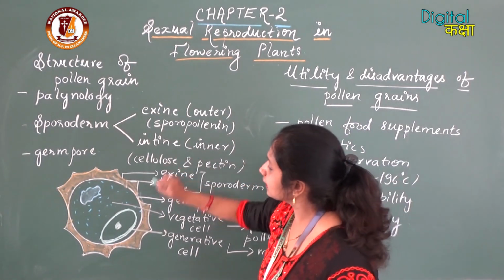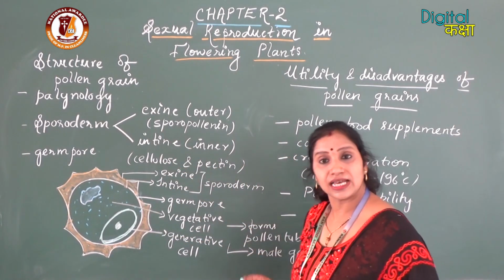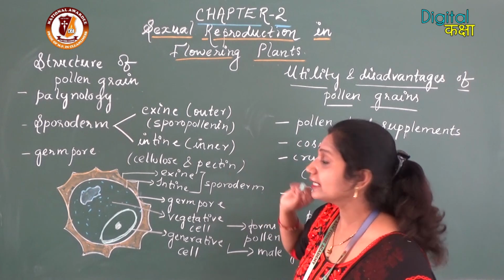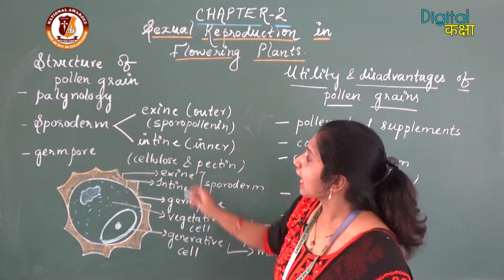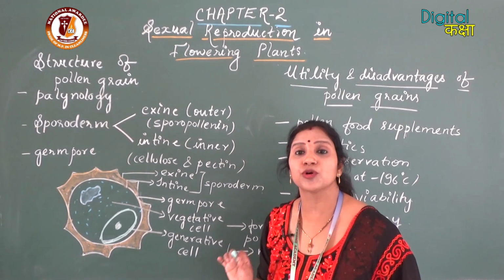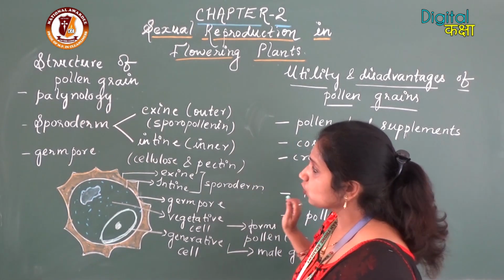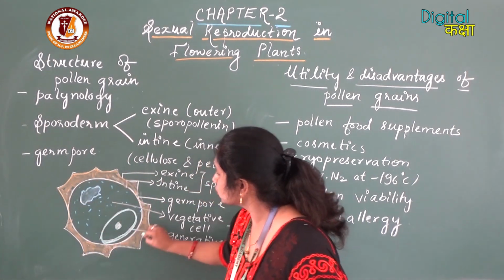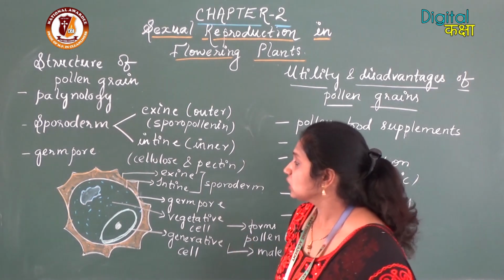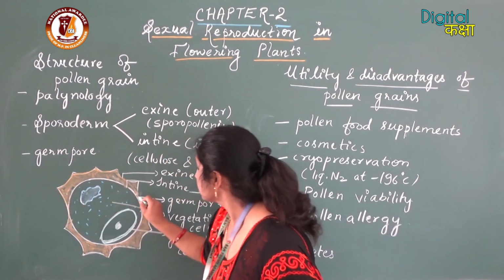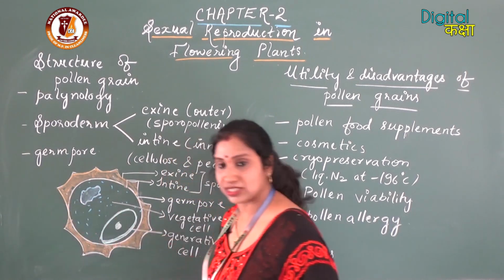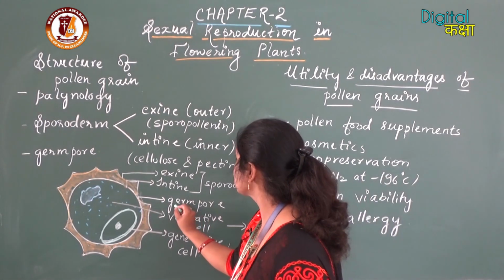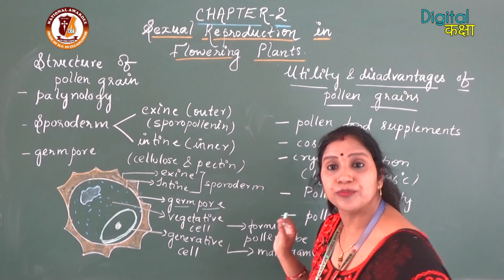Now moving to the inner layer, that is intine. Intine is a thin layer made up of cellulose and pectin, and exine is made up of sporopollenin. Now this sporopollenin or exine layer is not continuous throughout the pollen grain. You can see at certain regions the exine layer is absent. So the region where the exine layer is absent is called the germ pore.